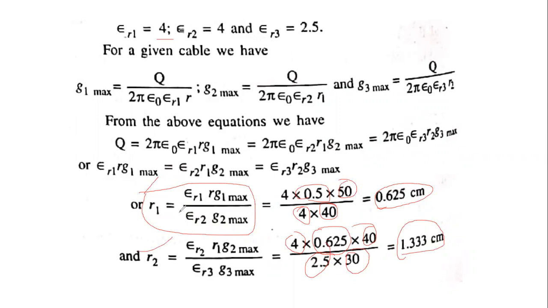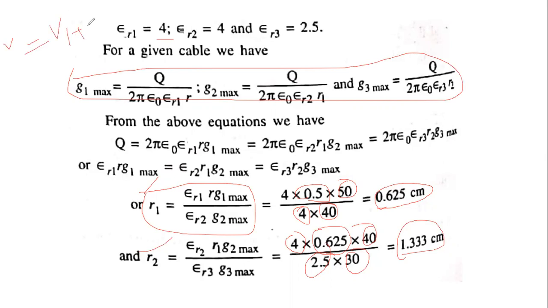These are the various problems related to the grading of cables. Remember those formulas, that is G1 max, G2 max and G3 max values, and the potential gradient at that voltage, that is V is equal to V1 plus V2 plus V3. Then we can easily calculate the maximum dielectric stress and potential gradient in the cable.